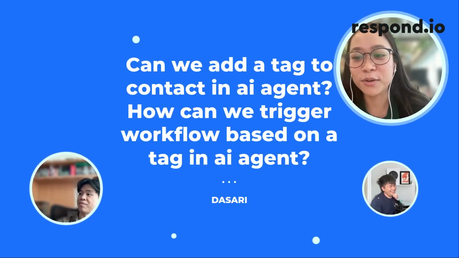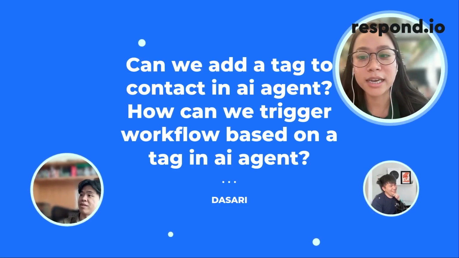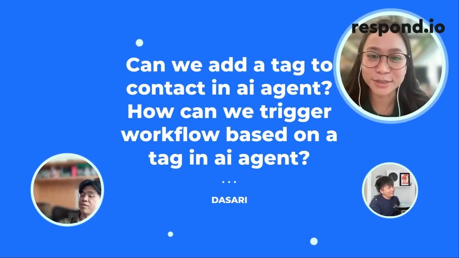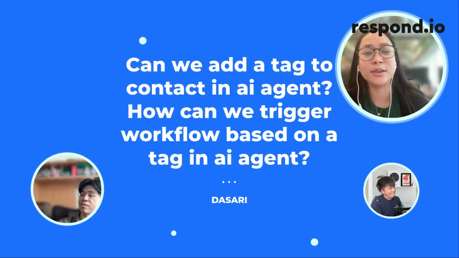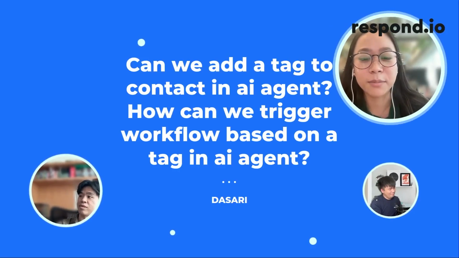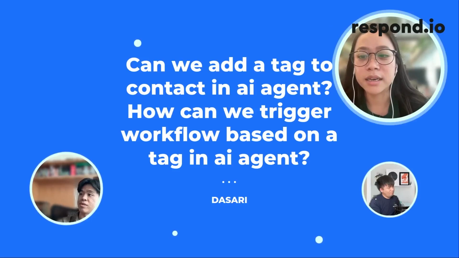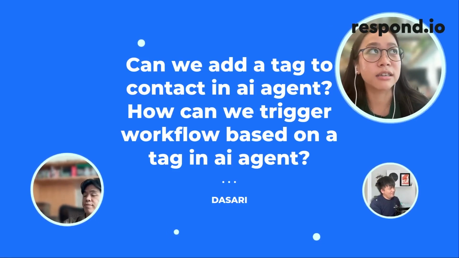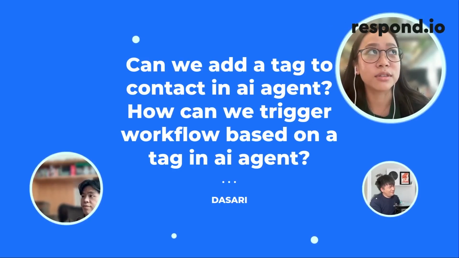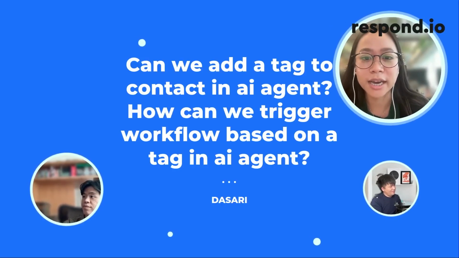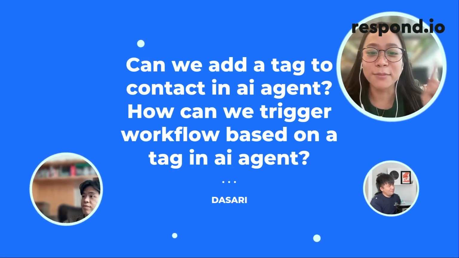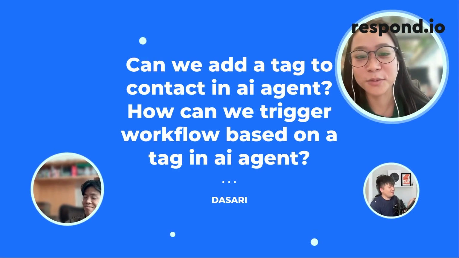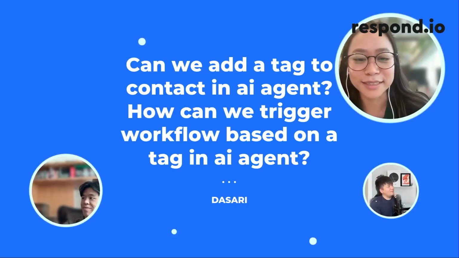How can we trigger a workflow based on a tag by an AI agent? It will be released very, very soon, like within the week: you can trigger workflows from AI agents as well. So if you want the AI agent to trigger based on tag changes, you can use the trigger workflow action within the AI agents shortly. Not yet, but very, very soon, within the day, within the week. Okay, guys? So stay tuned for both of those, for the trigger workflow. All right.